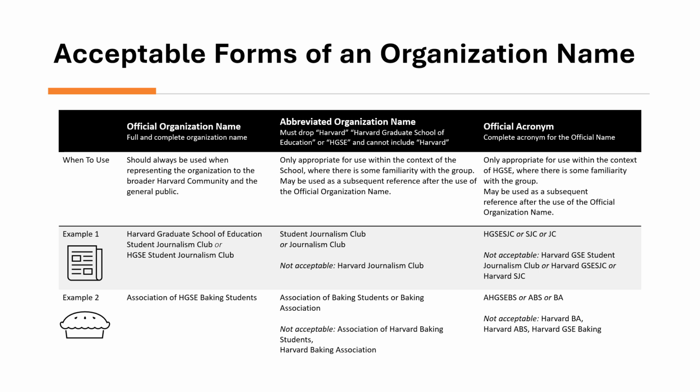Similar to the abbreviated name, the official acronym is only appropriate when used within HGSE, and it may be used as a subsequent reference after the use of the official organization name. The Journalism Club may be the HGSE SJC, SJC, or JC. The Baking Association can be AHGSE BS, ABS, or BA. It's important to remember that Harvard may not be used with the acronym.